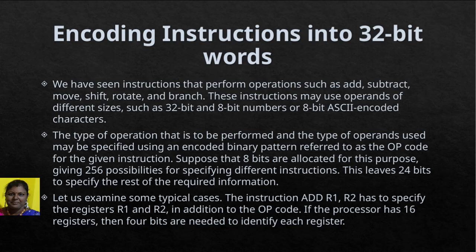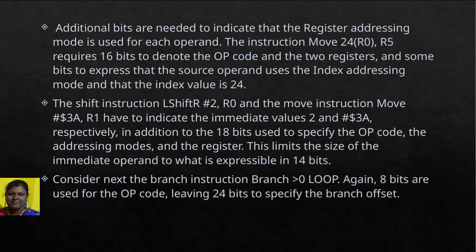For example, an ADD instruction naming 2 registers needs bits to identify each one, especially if there are 16 registers total. When we use the register addressing mode for each operand, we need extra bits to show that clearly. Take the instruction MOVE 24(R0), R5. It requires 16 bits for the operation code and registers, plus bits to mark that the source uses index addressing with an offset of 24. For instructions like LSHIFT R2, R0, or MOVE #3A, R1, immediate values must be included alongside the 18 bits for the opcode and addressing modes. This limits immediate values to 14 bits.